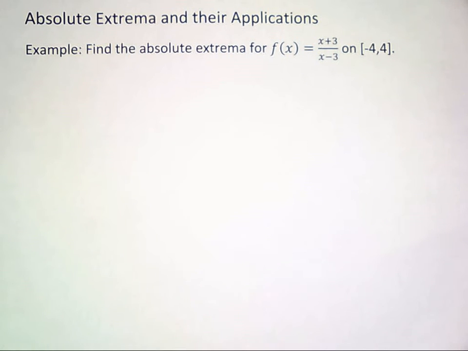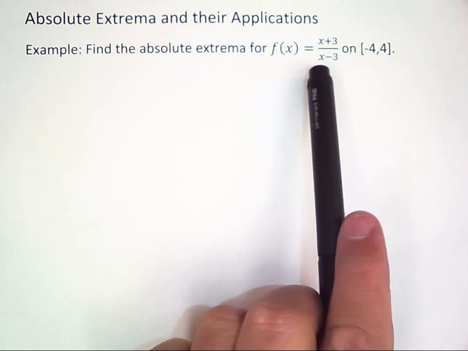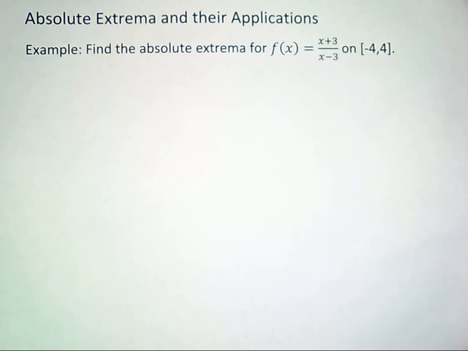Now let's look at absolute extrema with an example where the function is a rational function. In this particular case, we've got the rational function f of x equal the quantity x plus 3 over the quantity x minus 3 on the closed interval from minus 4 to 4. Now, earlier I had mentioned that if you have some special cases, there are some pretty easy procedures for finding the absolute extrema. Rational functions are seldom, if ever, going to satisfy those conditions.